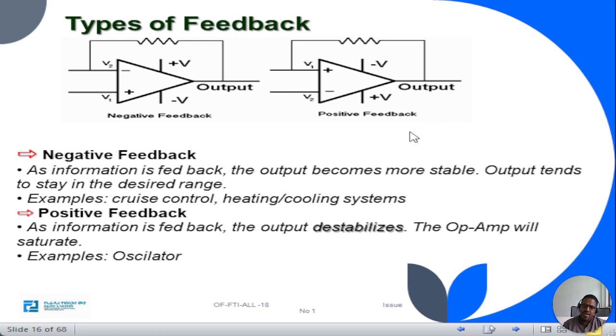We call it positive feedback. In negative feedback, as information is fed back, the output becomes more stable. The output tends to stay in the desired range. Examples are cruise control and heating or cooling systems. Most amplifier-type op-amps use negative feedback. In positive feedback, as information is fed back, the output destabilizes. The op-amp will saturate, so this type of positive feedback is used in oscillation systems or oscillators.